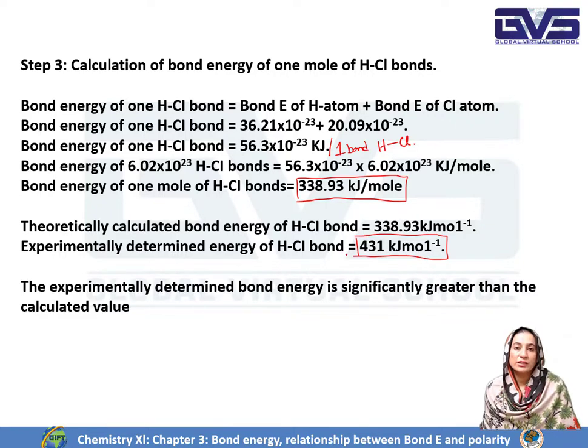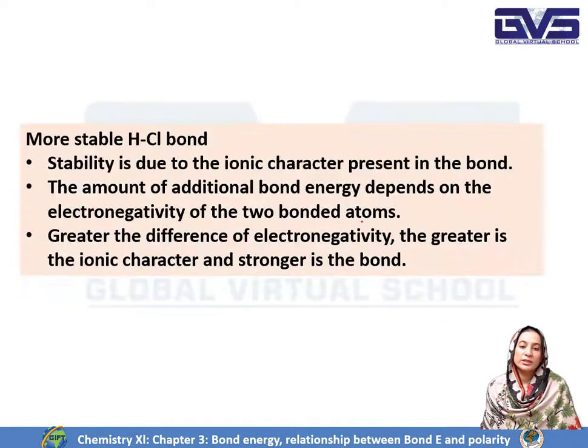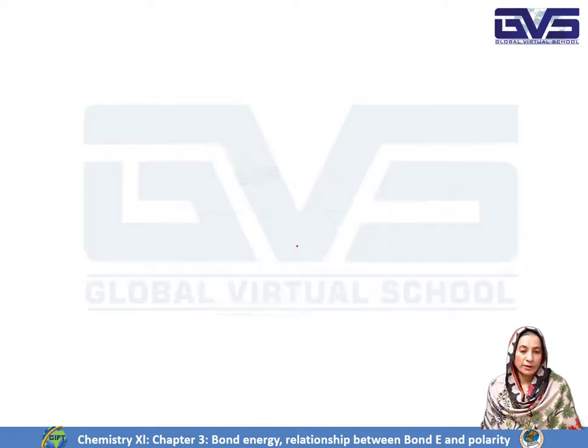As this difference increases, the bond energy increases. So the stability of the HCl bond is due to the presence of ionic character. It has some ionic character and some covalent character. Bond energy increases due to the difference of electronegativity between the two bonded atoms, and as this difference of electronegativity increases, the greater the ionic character and the stronger the bond.